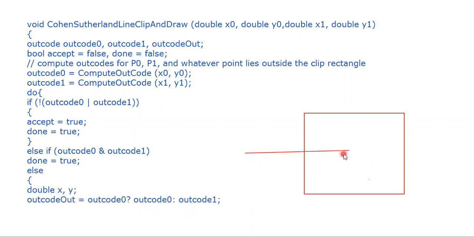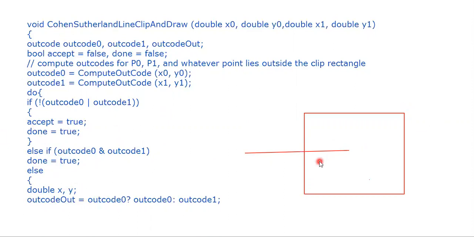It will choose any one. Whichever one is outside will be chosen, and that will be clipped. So this is the logic of this function, the Cohen Sutherland line clipping algorithm.